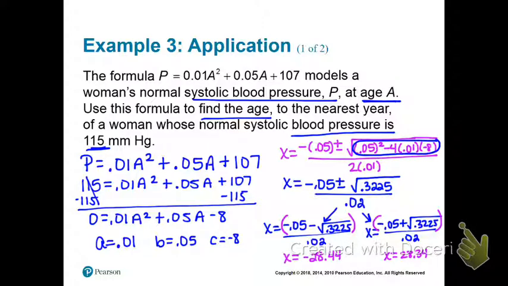Now, remember, x is our a, right? And a is our age, or the age of the woman. So, first thing is, do both of my answers make sense? No, we can't have a negative age. So that answer's out. The other one does work. Now let's see. It says use the formula to find the age to the nearest year. So we need to round this. 28.34 rounds to what? 28. So we could just say that she is 28 years old.